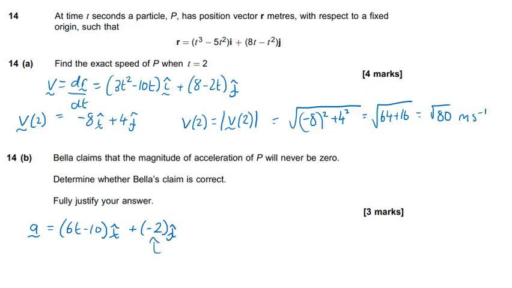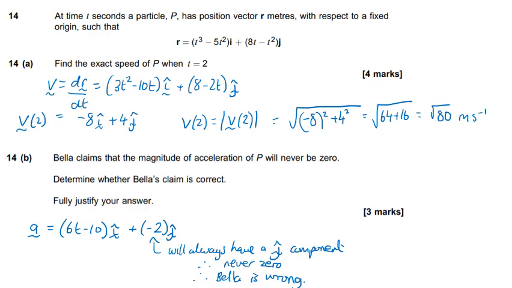Okay, so just need to explain this now. It will always have a j component, therefore never 0. Therefore Bella is wrong. Okay, so quite an easy calculation for 3 marks, but you've got to make sure you've explained how that leads to Bella being wrong.